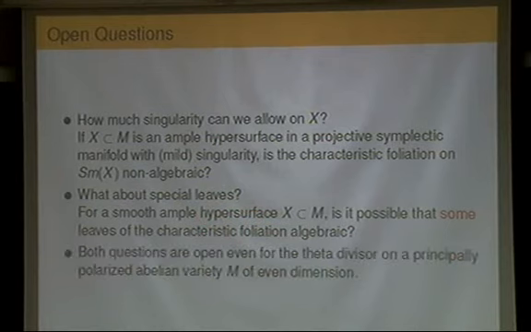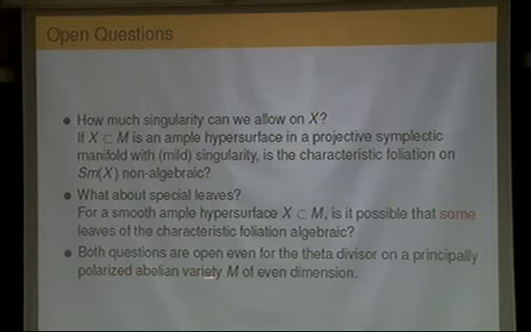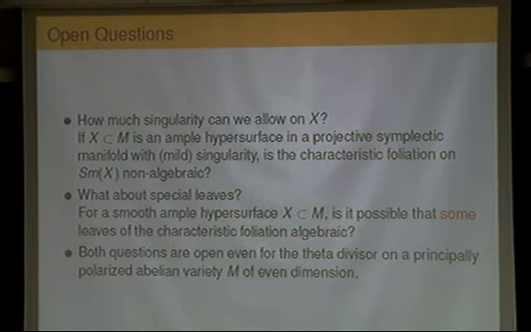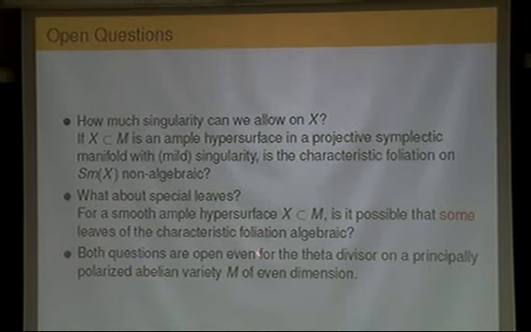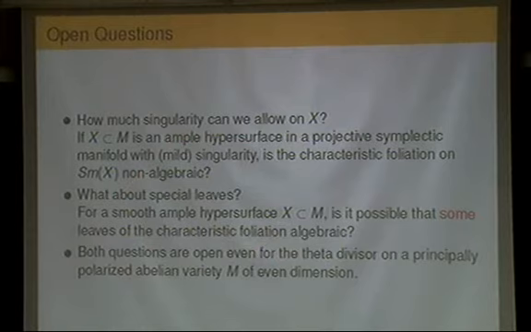Now I think these two questions are open even for a Theta divisor on an abelian variety, the explicit situation I mentioned as a corollary. So even in this case, if the Theta divisor is singular, we don't know what happens. And even when the Theta divisor is smooth, we don't know whether there's some compact leaf of this Hamiltonian flow or not. We have no idea. So these are open questions.